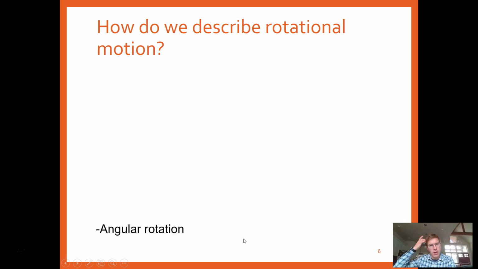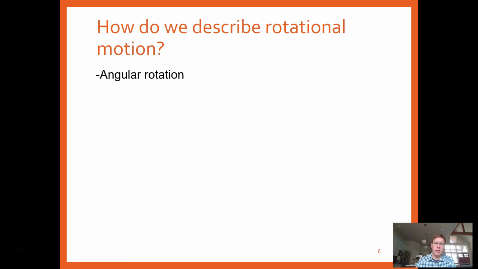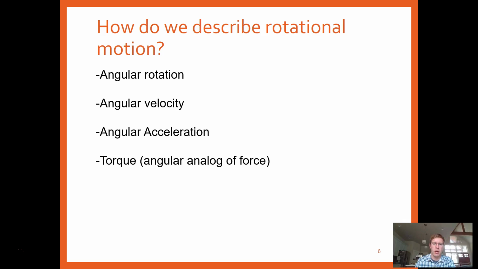So how do we describe rotational motion? Well, as I mentioned, we're going to be redefining similar variables that we've already seen as they apply to rotation. We're going to have angular rotation or angular displacement. We're going to have angular velocity or rotational velocity. We're going to have angular acceleration, so the rate at which it's accelerating in an angular or rotational manner. Then instead of force, we're going to have torque, which is a force that causes something to rotate.